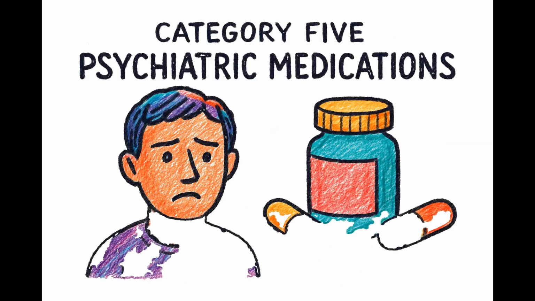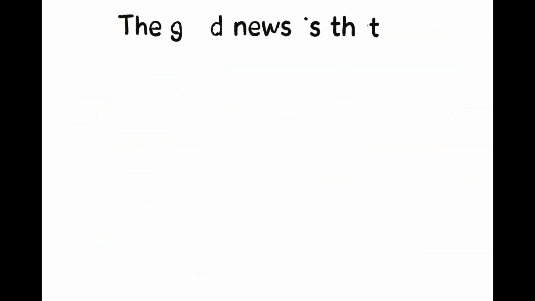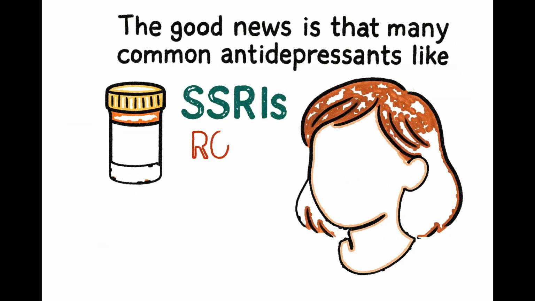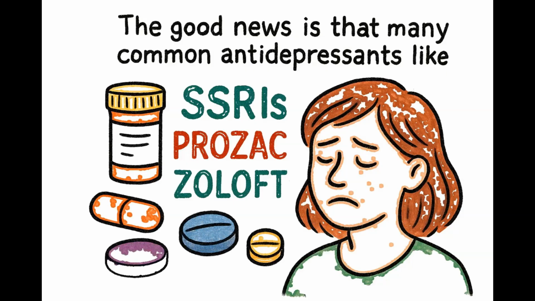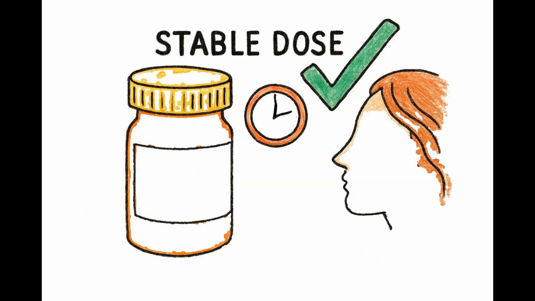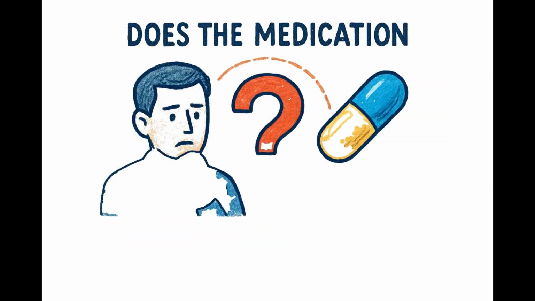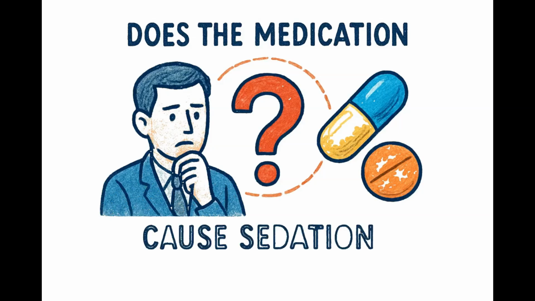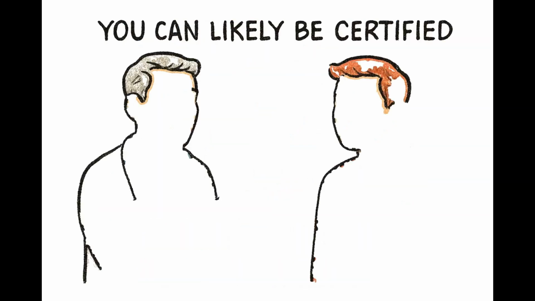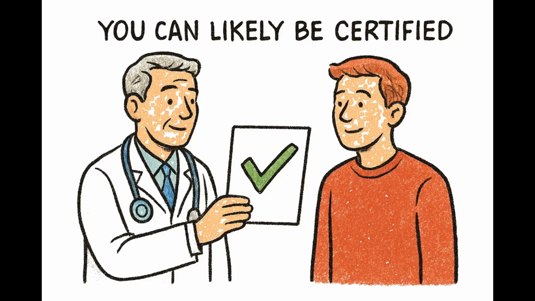Category 5 is psychiatric medications. This is handled on a case-by-case basis and can be a huge source of stress. The good news is that many common antidepressants like SSRIs, Prozac, Zoloft, or SNRIs like Cymbalta are often acceptable if you've been on a stable dose for a while and aren't having side effects. The key question the examiner will ask is, does the medication cause sedation or impairment? If the answer is no, and your underlying condition is stable, you can likely be certified.